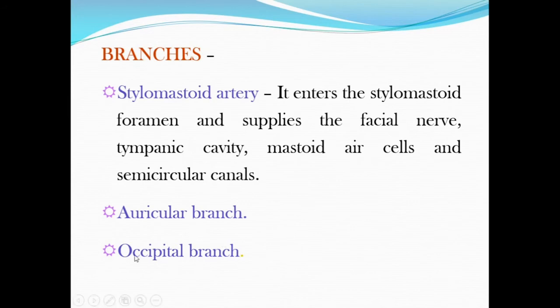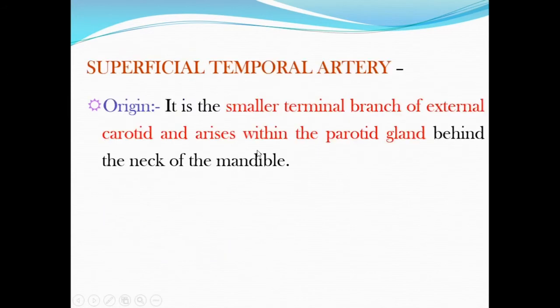Next we have to cover the terminal branches of the external carotid artery. The two terminal branches of the external carotid are the superficial temporal artery and the maxillary artery. We will cover the superficial temporal artery in this class. The maxillary artery itself is a separate question, so we will see the details of the maxillary artery later.